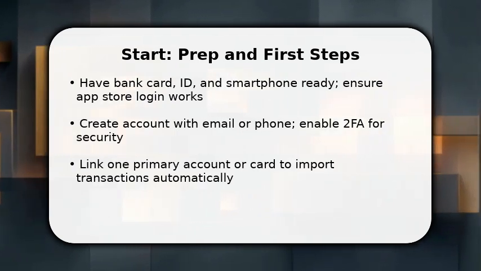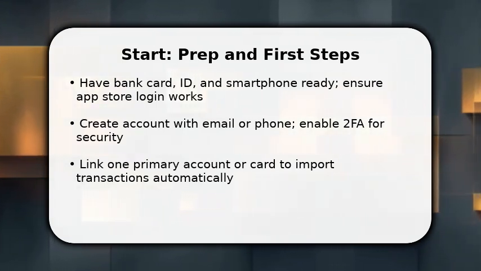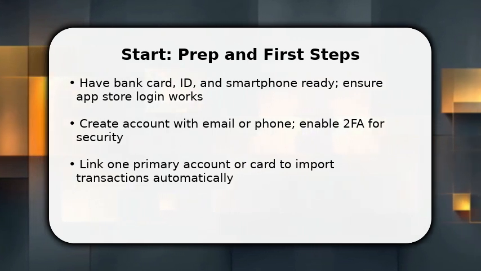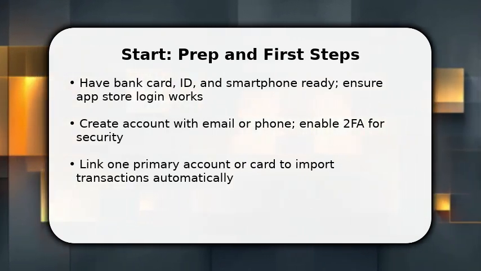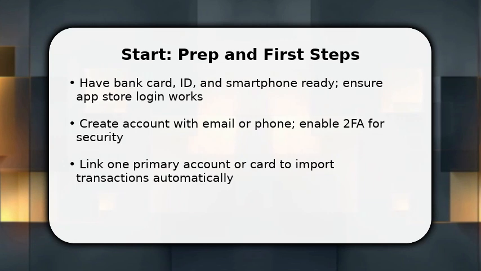Next, connect one primary bank account or card so the app can import past activity. This saves time and gives immediate insights. Don't skip permissions. Grant read-only access so the app can categorize spending without moving money.